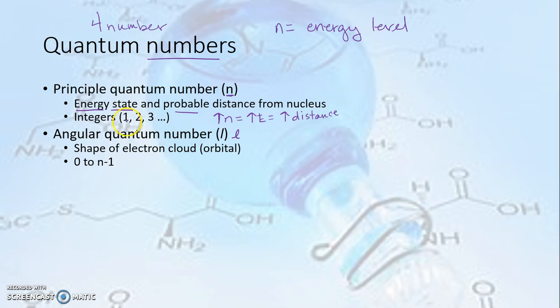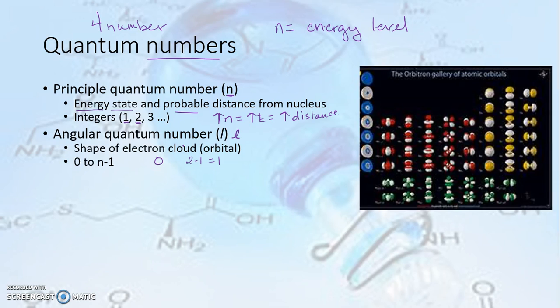So if it's in the first energy level, your angular quantum number is going to be 0 because n-1 is 0, right? Okay, if it's in energy level 2, what's 2 minus 1? 1. So your angular quantum number would be 1. And it's based on the shapes of the orbitals.